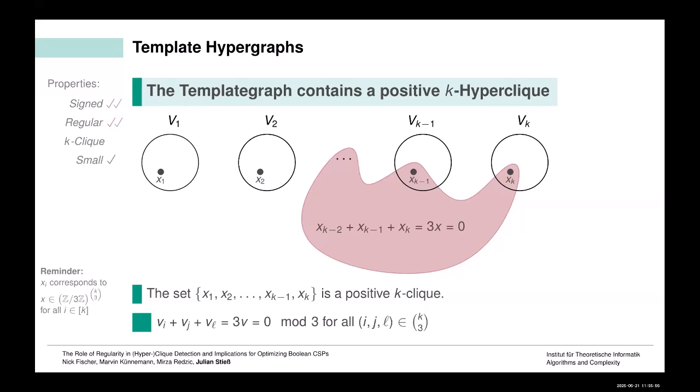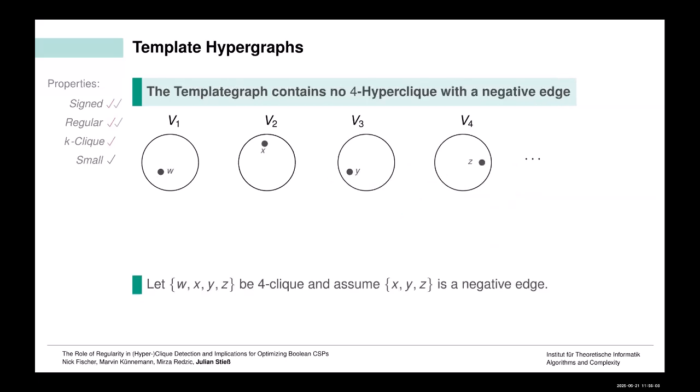And now for the more interesting part: we need to prove that there are in fact no K-cliques that also contain a negative edge. And we will show an even stronger statement, which is that the template graph contains no 4-hyperclique with a negative edge. So even no 4-hyperclique with a negative edge exists, no matter what K we have. For this, consider some 4-clique, in this case maybe in the first 4 partitions, consisting of elements W, X, Y, and Z. And now let's just assume, for example, that X, Y, Z is a negative edge. This would then correspond to the fact that X, Y, and Z, the corresponding elements, would need to add up to the unit vector with the one in dimension 2, 3, and 4.